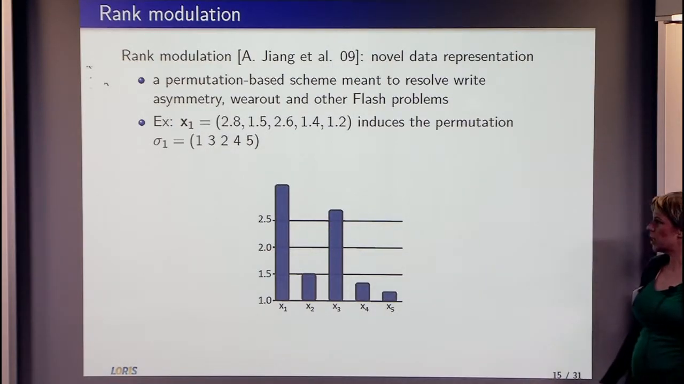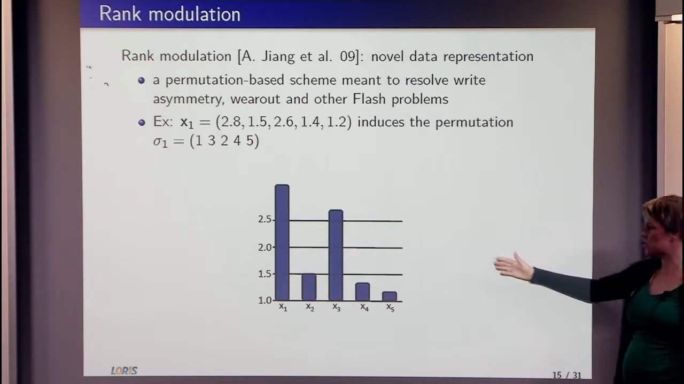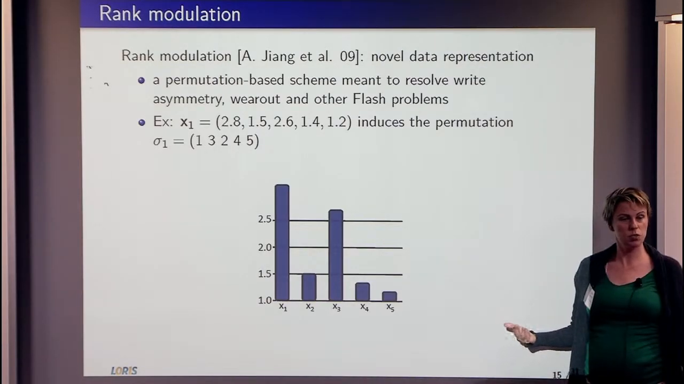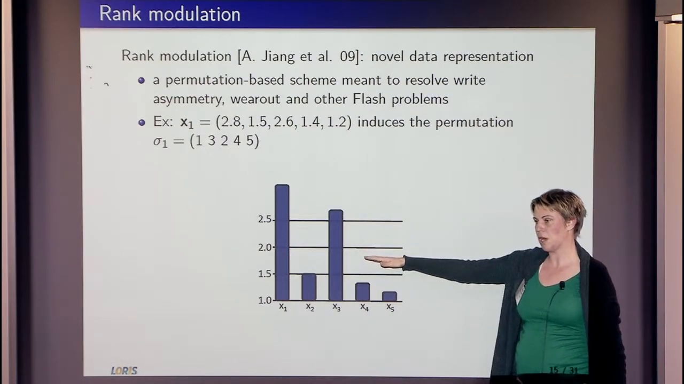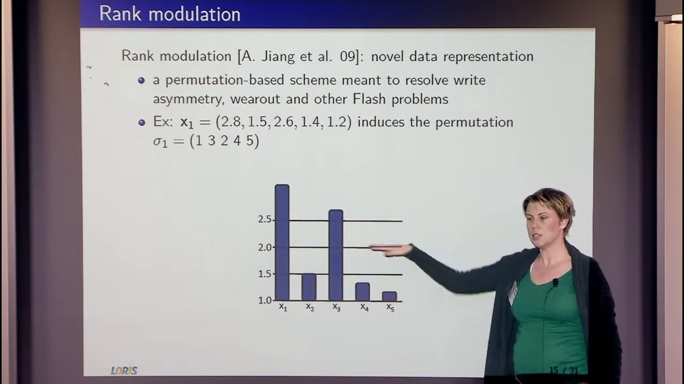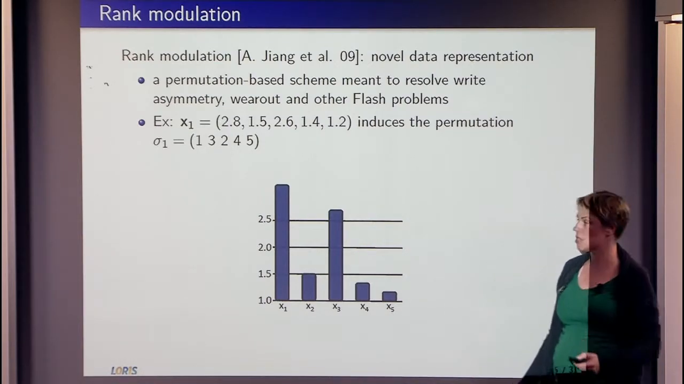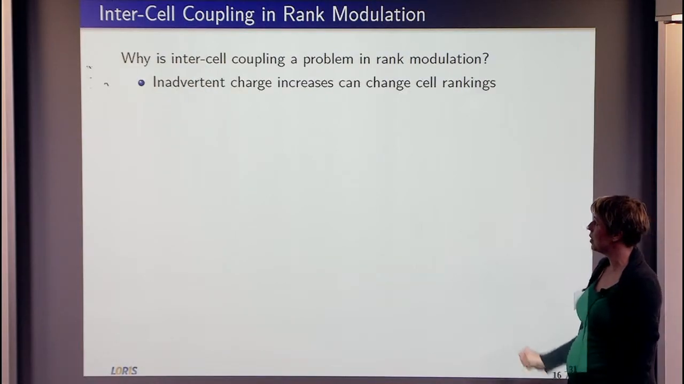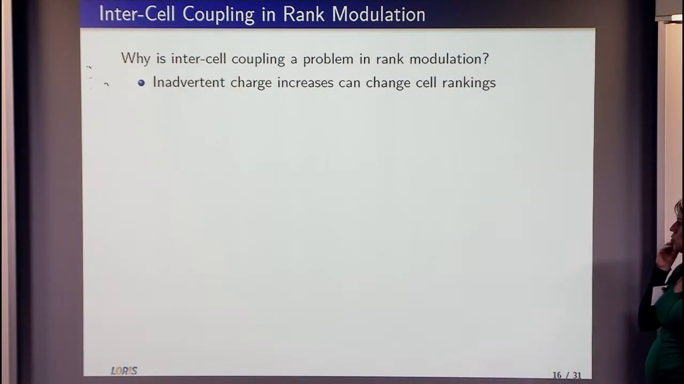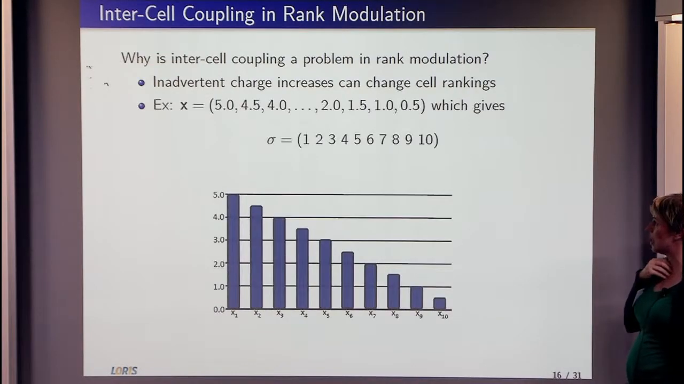What are some advantages of this scheme? Remember, wear out was one of the problems we want to deal with. Just imagine if everything drops down together uniformly, then the relative ordering is preserved. So this is one of the advantages of this scheme. However, intercell coupling is still a problem in rank modulation, in the sense that inadvertent charges can change cell rankings.